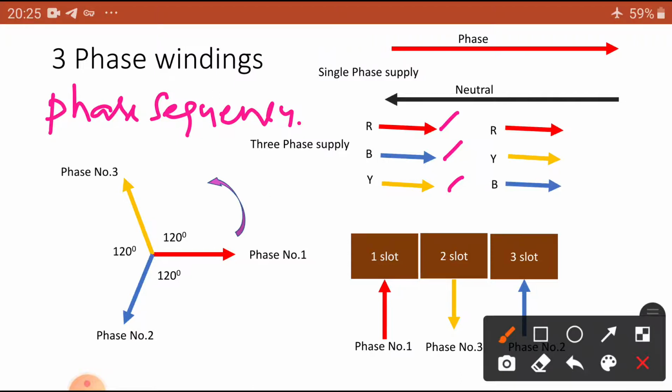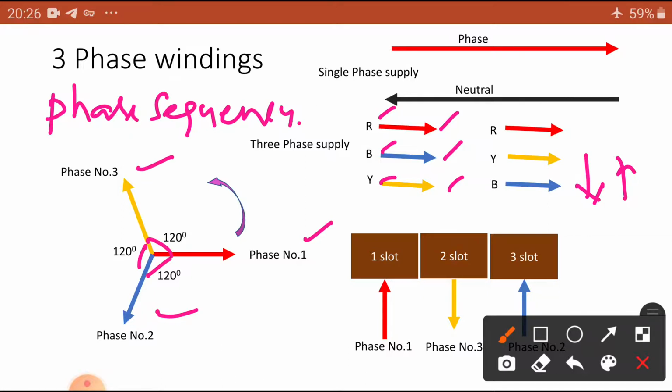So instead of R phase, B phase, Y phase as usual, I reversed this one. We exchanged: B is coming here and Y phase is coming here. That means instead of going this way, phase 1, phase 2 and phase 3 are 120 degrees apart from each other.